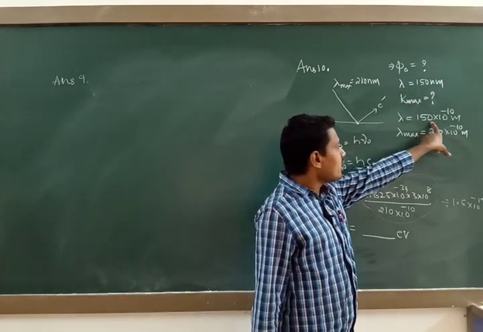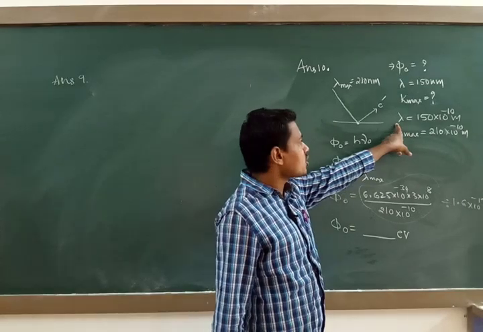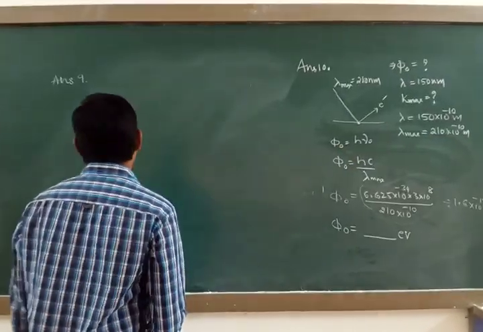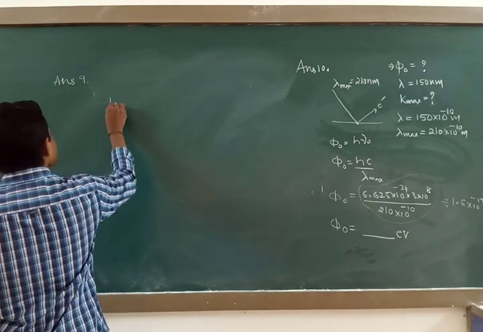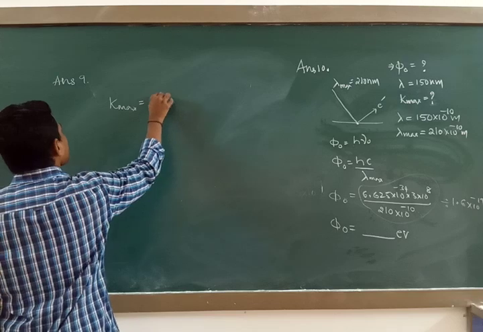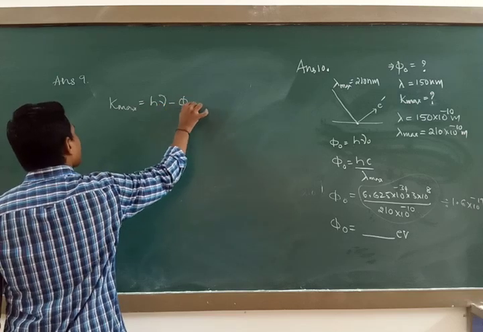And suppose if I illuminate a radiation of wavelength 150 into 10 raised to minus 10 meter, then what is the equation I am supposed to use here? Very simple, that is Einstein's photoelectric equation. K max is equal to h nu minus phi naught.